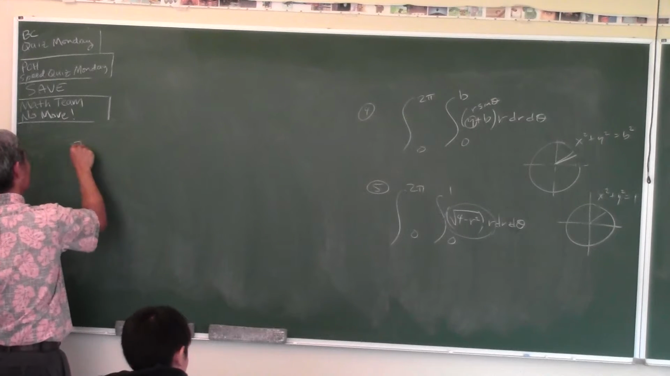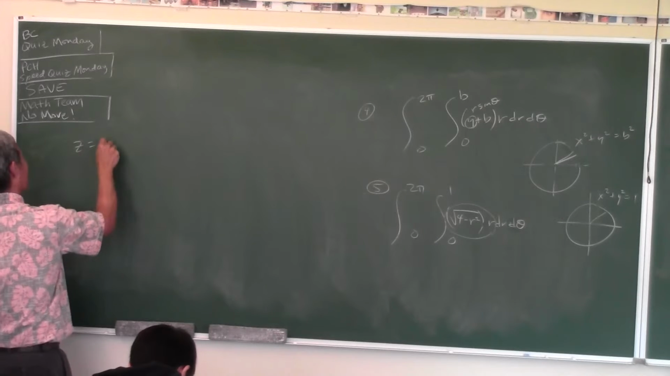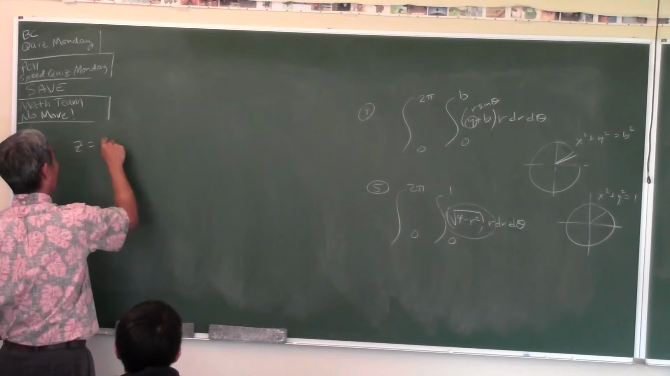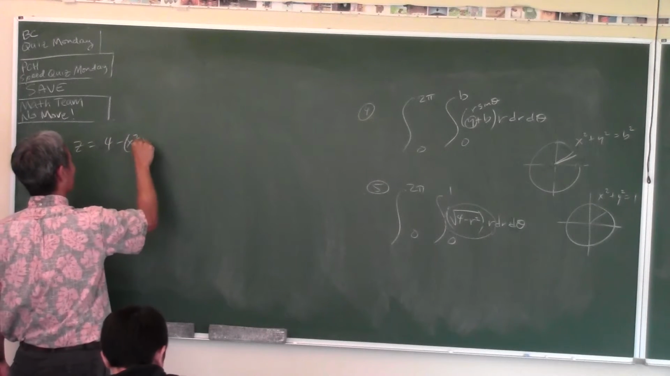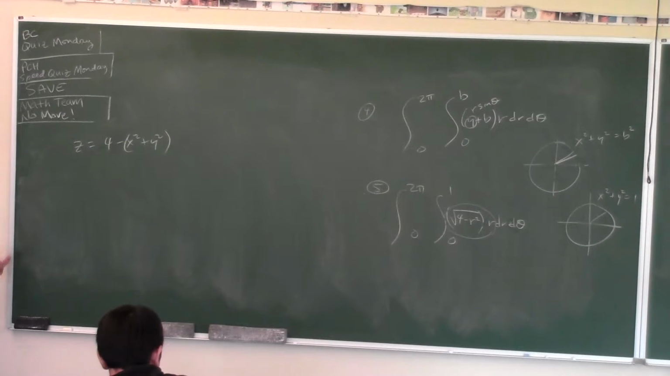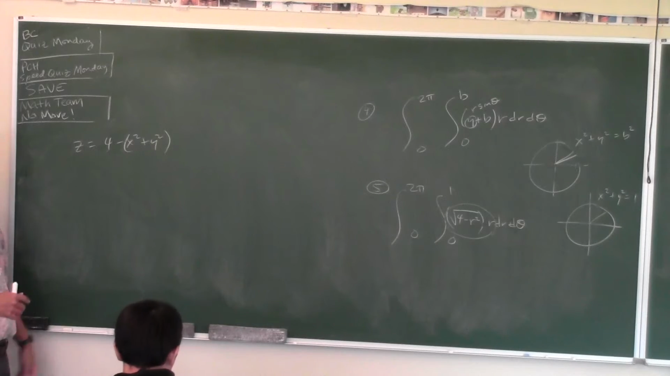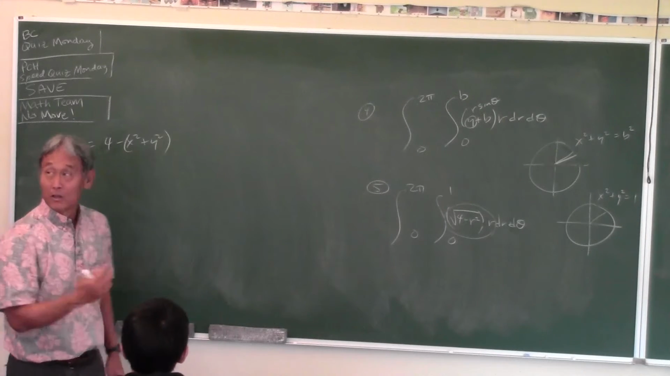So z is equal to 4 minus x squared plus y squared. Now, like I showed you last time, if you see this, you want to use polar coordinates, but tonight's homework is all rectangular coordinates. So if you see something like this, you're in for a mess. But look at the problems.